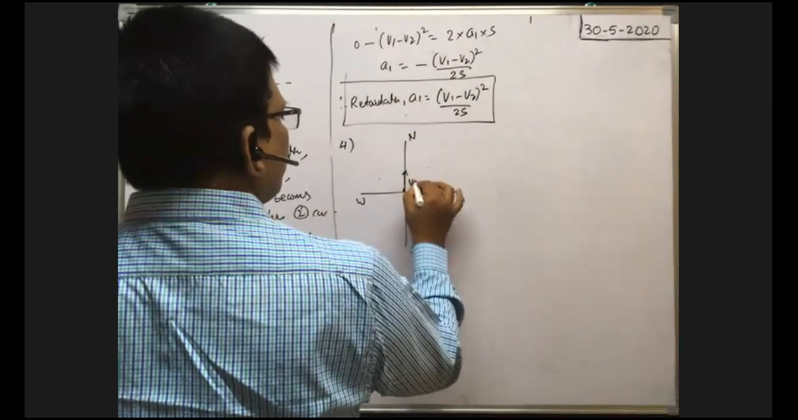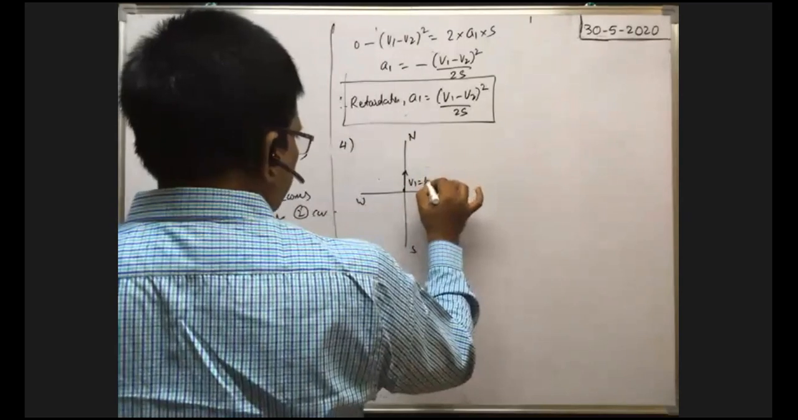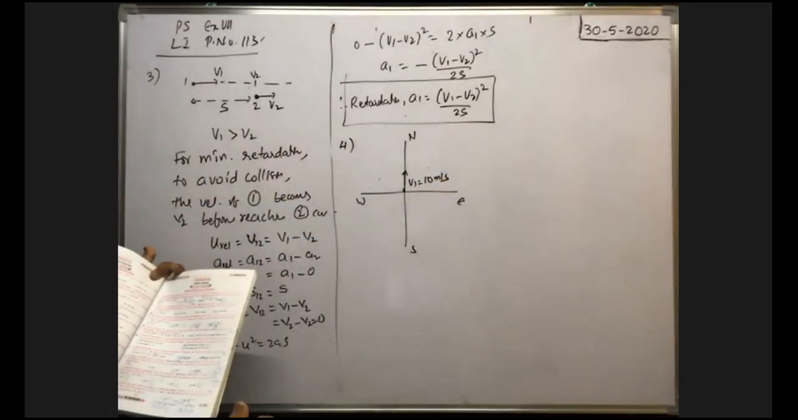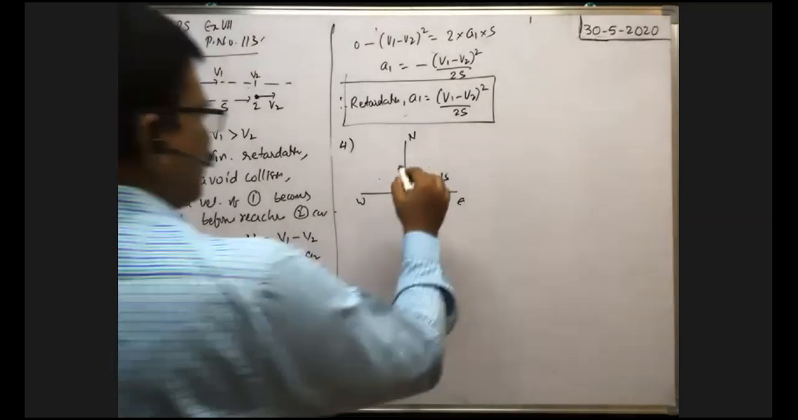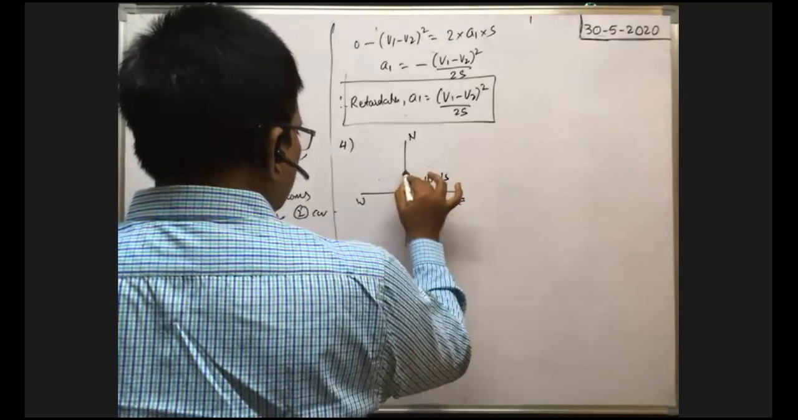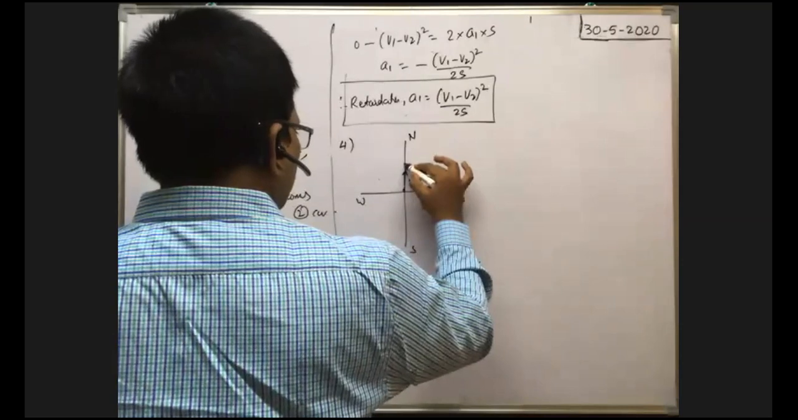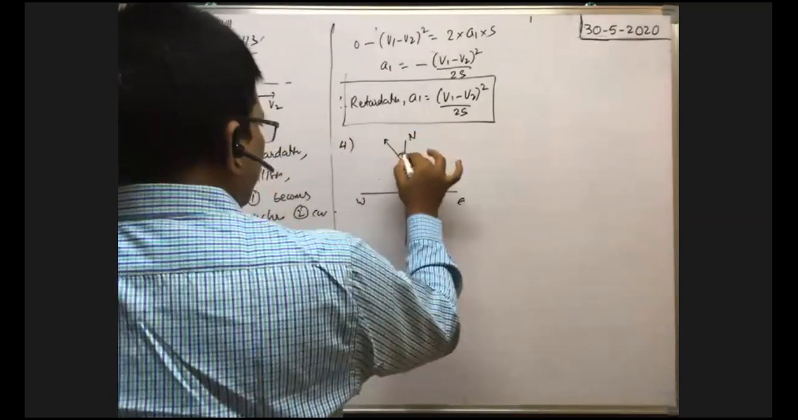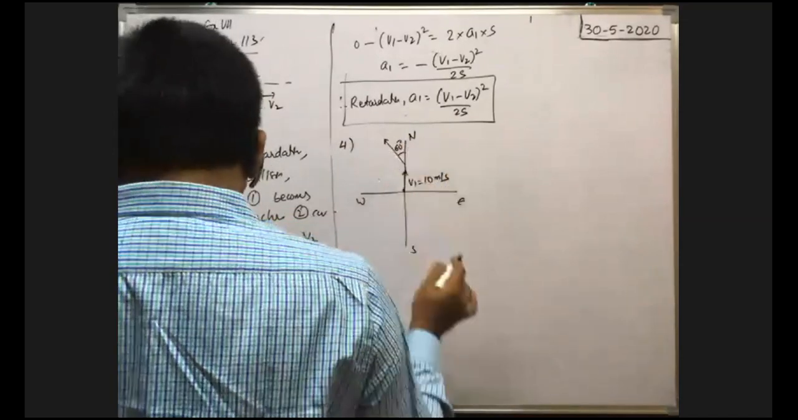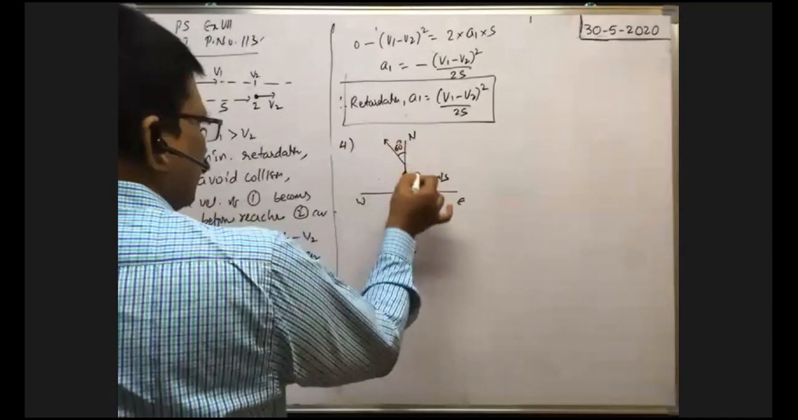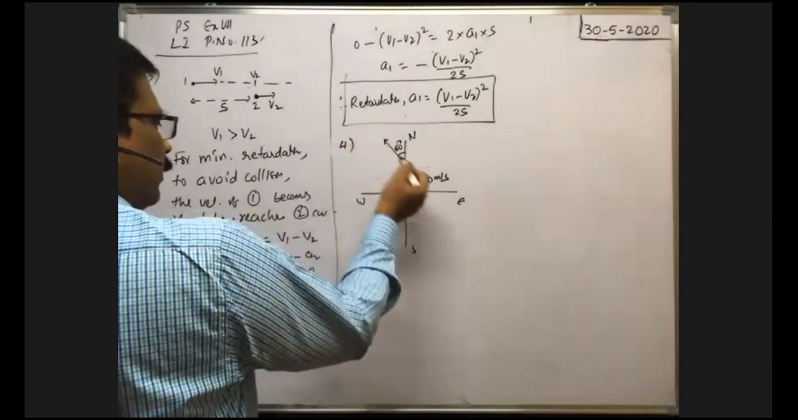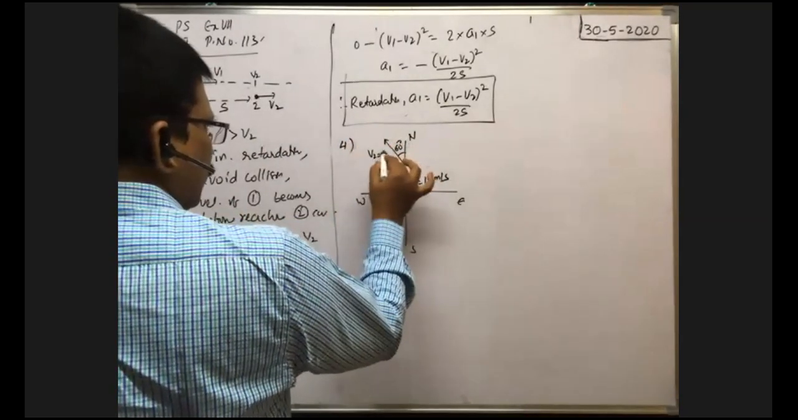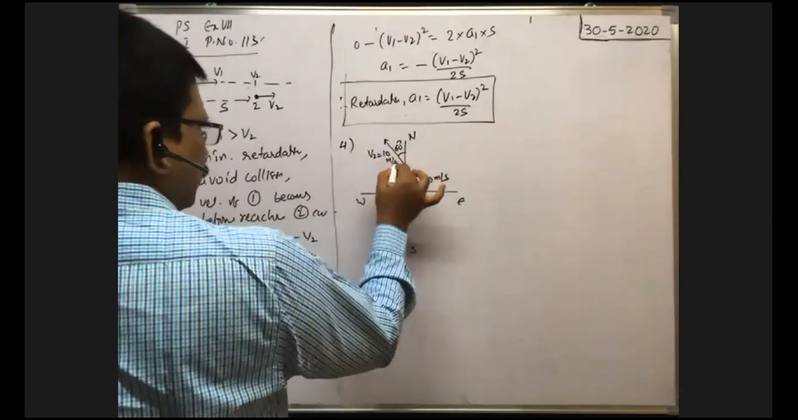With a speed v1 equal to 10 meters per second due north, and takes a left turn through 60 degrees. It travels towards north and takes a left turn, which means towards the left side, through 60 degrees. This angle is 60 degrees, and it continues at the same speed, 10 meters per second only. But as the direction of velocity changes, this is a new velocity of 10 meters per second in this direction.